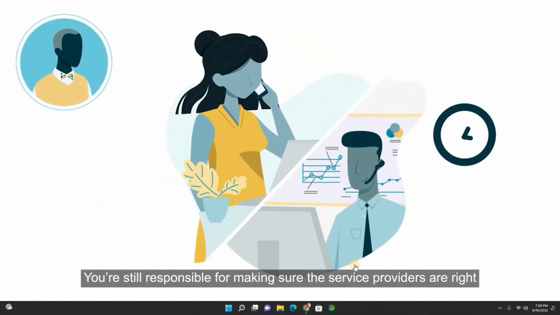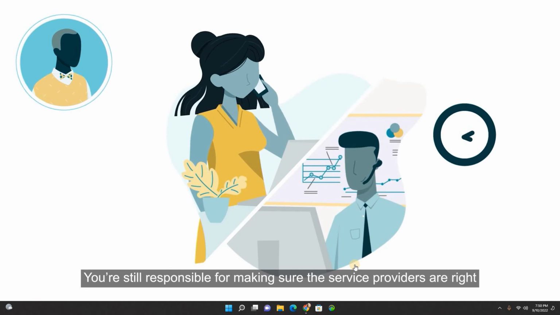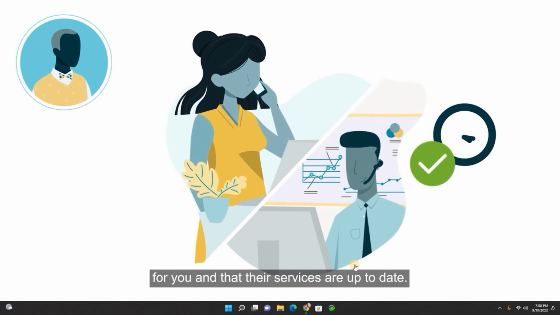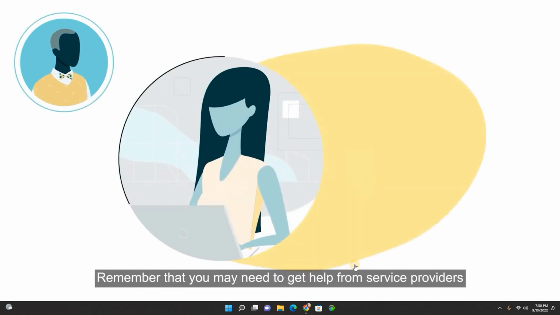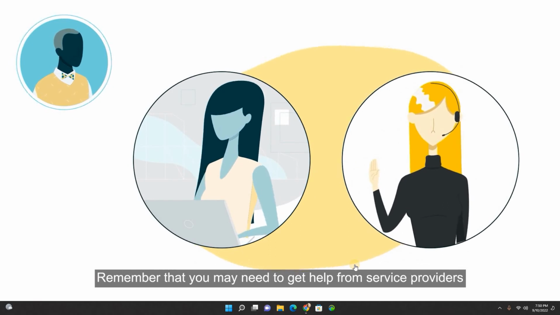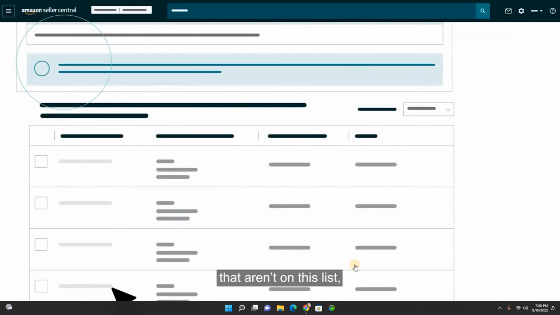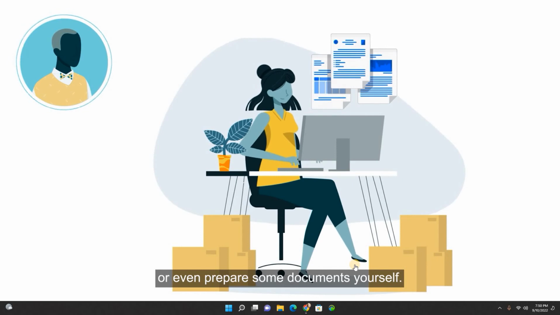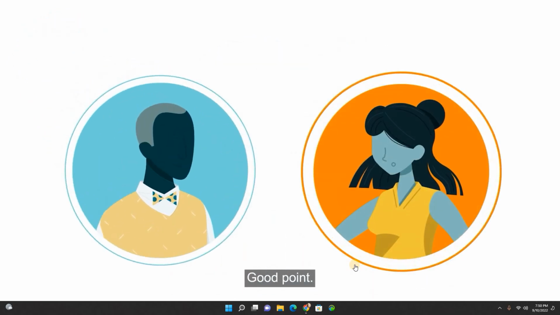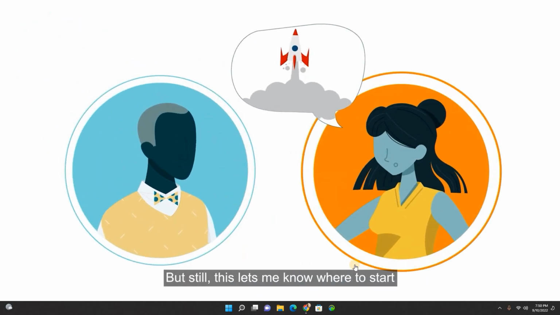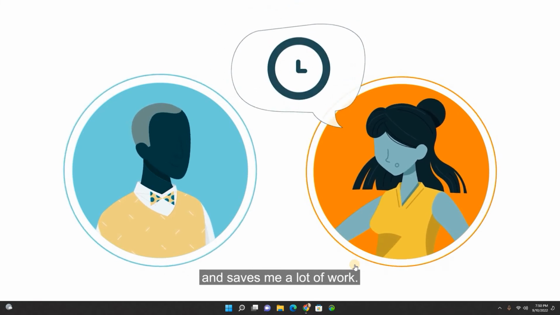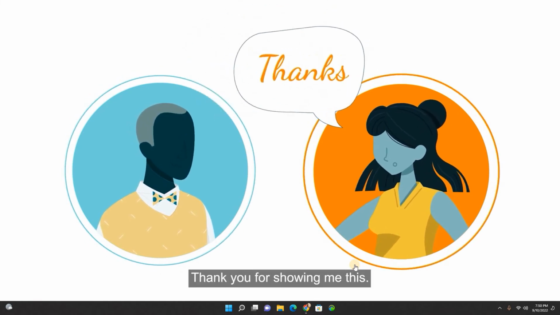Not everything. You're still responsible for making sure the service providers are right for you and that their services are up to date. Remember that you may need to get help from service providers that aren't on this list, or even prepare some documents yourself. Good point. But still, this lets me know where to start and saves me a lot of work. That's true.